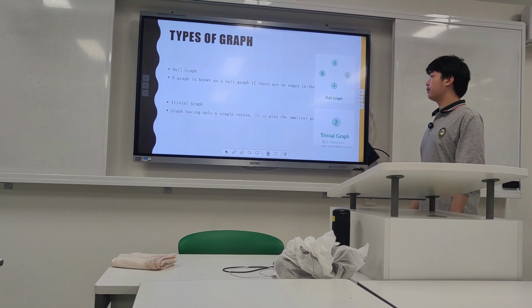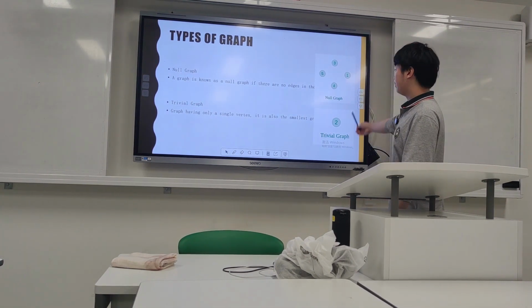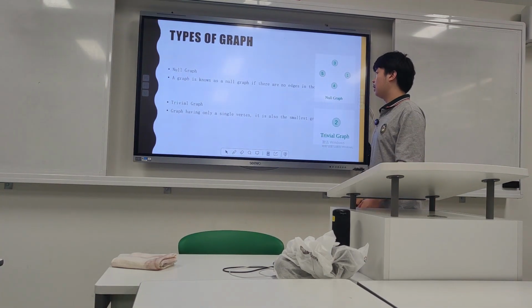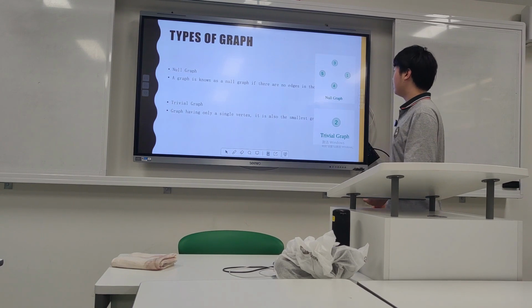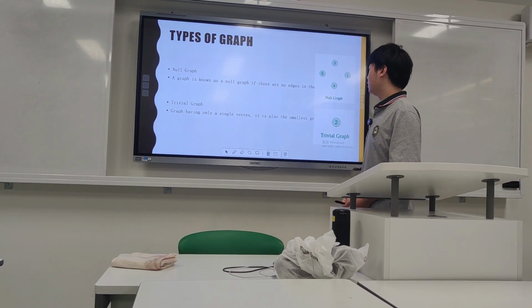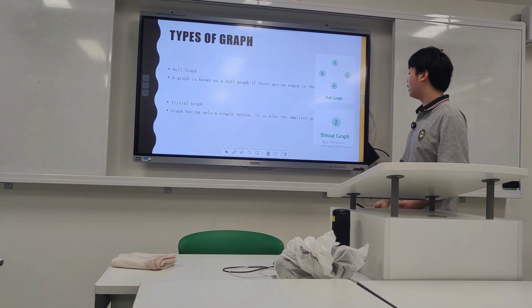Here are the types of graphs, and these are two special types of graphs. First is the null graph. A graph is known as a null graph if there are no edges in it. And this is a trivial graph: it only has a single vertex and doesn't have any edges.